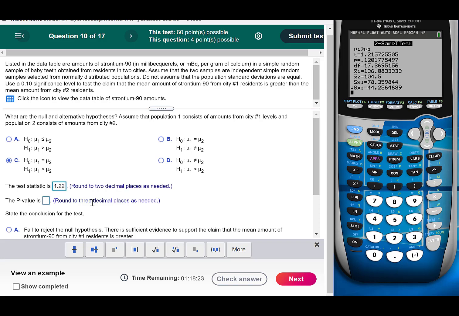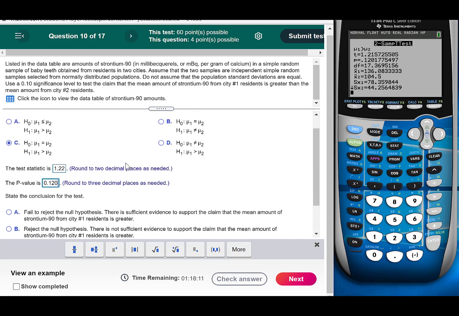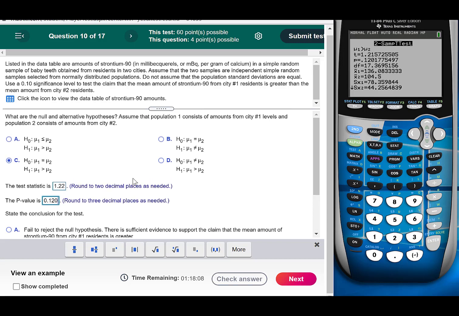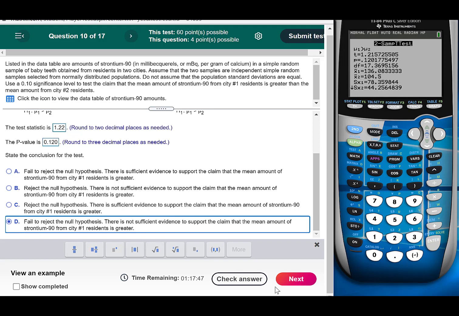So the test statistic is 1.22. P-value is 0.120. This is bigger than alpha. We fail to reject the null hypothesis. If we fail to reject the null hypothesis, we cannot support the claim. So let's check which one says that. Every time you fail to reject, guys, you have to start with there is not sufficient evidence. So it can't be the first one. It can't be B because it says reject the null hypothesis. It can't be C, it must be D without even looking, guys. That's the only one.